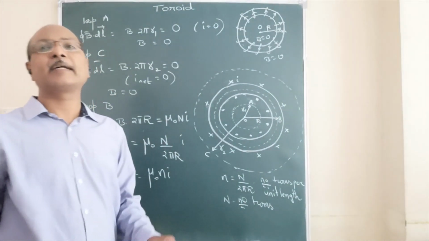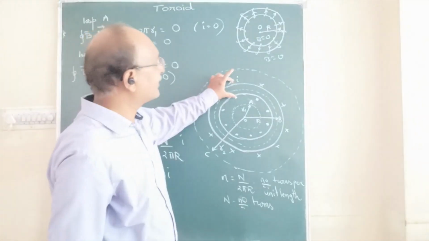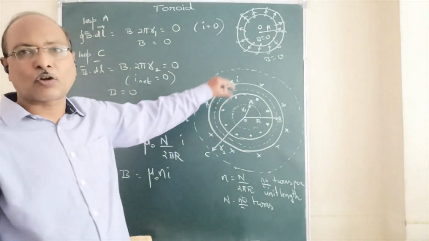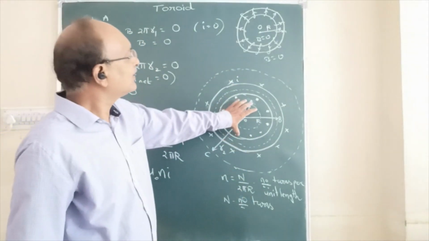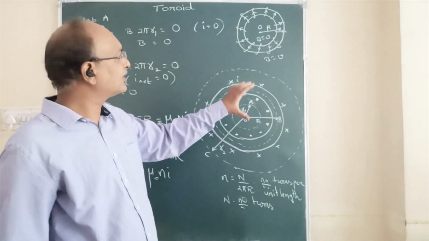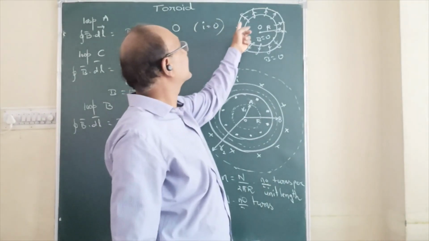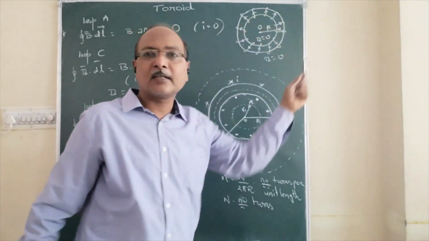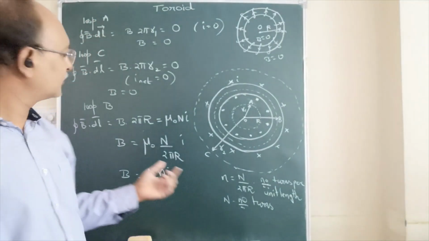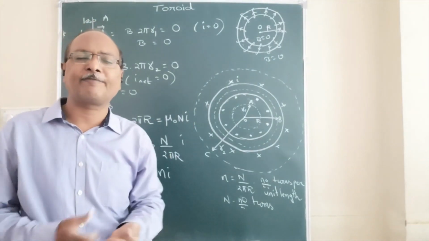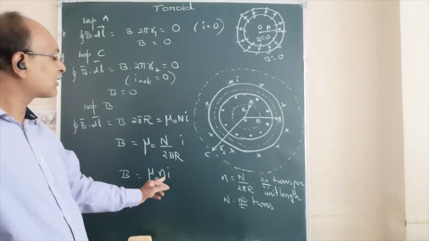So that is the magnetic field inside the material of the toroid. Inside the empty space, the magnetic field is 0, that is here, and outside also it is 0. Only inside this material will the magnetic field be present. So that is almost a uniform magnetic field given by mu naught n into I.